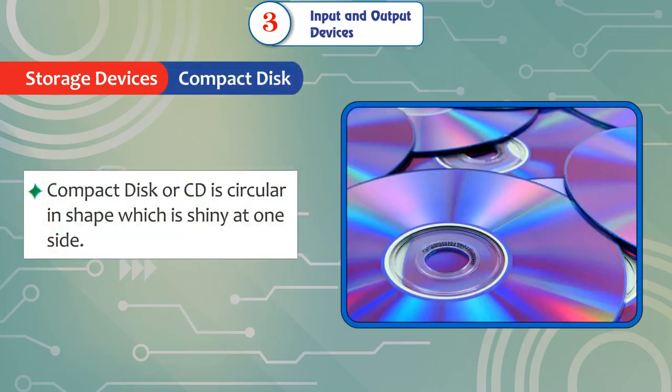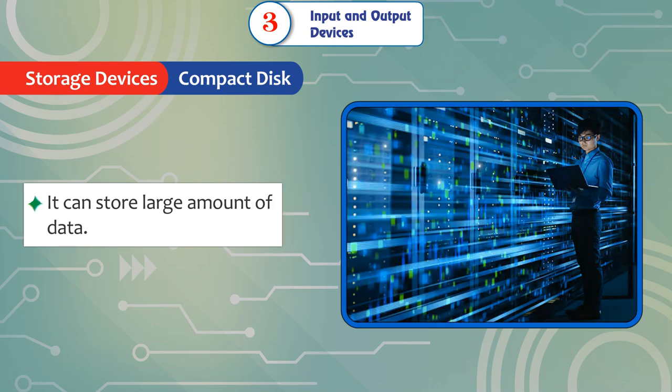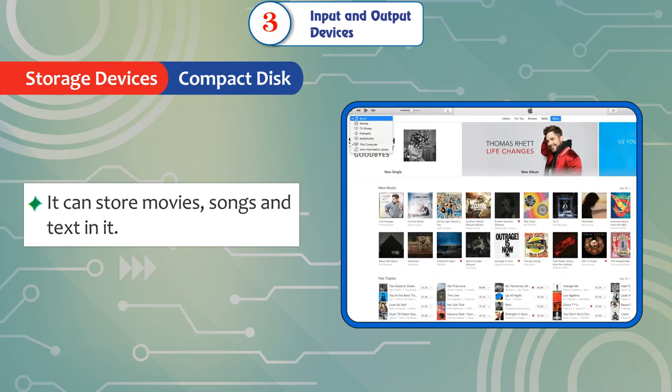Compact disk. Compact disk or CD is circular in shape, which is shiny at one side. Data is stored on the shiny side of the disk. It can store large amount of data. It can store movies, songs and text in it.